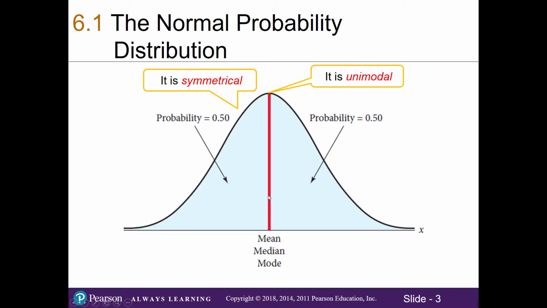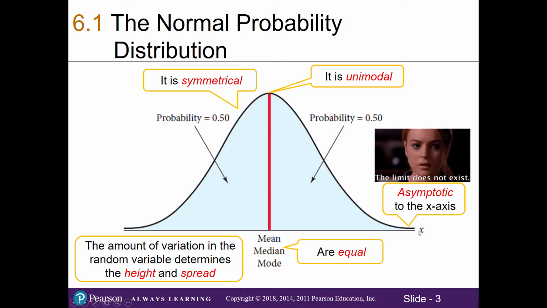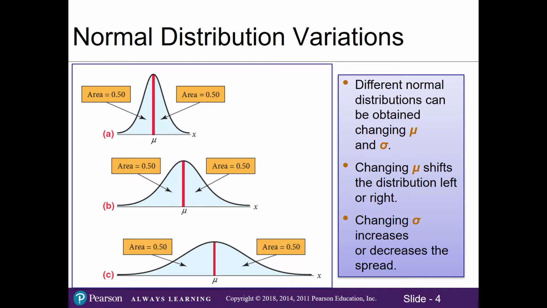It is unimodal in that there is one peak or a single mode. Our mean, median, and mode are equal. And the amount of variation in the random variable determines the height of our curve and the spread. So how high and how wide our curve goes. One last thing is that our curve is asymptotic to the x-axis, meaning our curve right here never touches the x-axis.